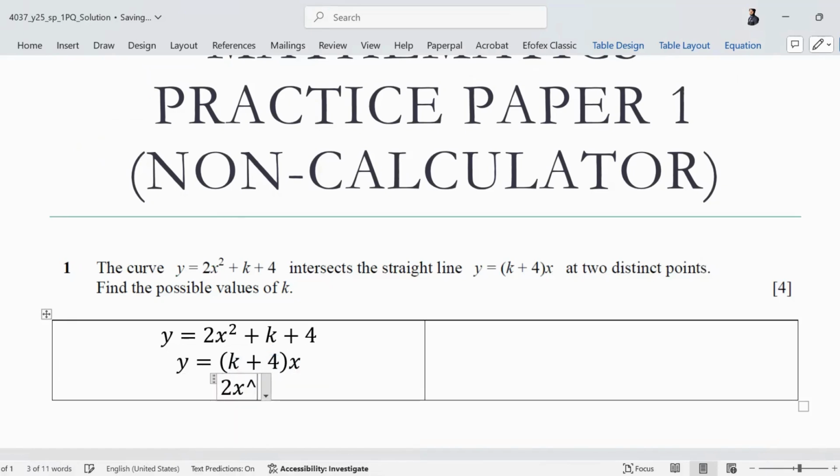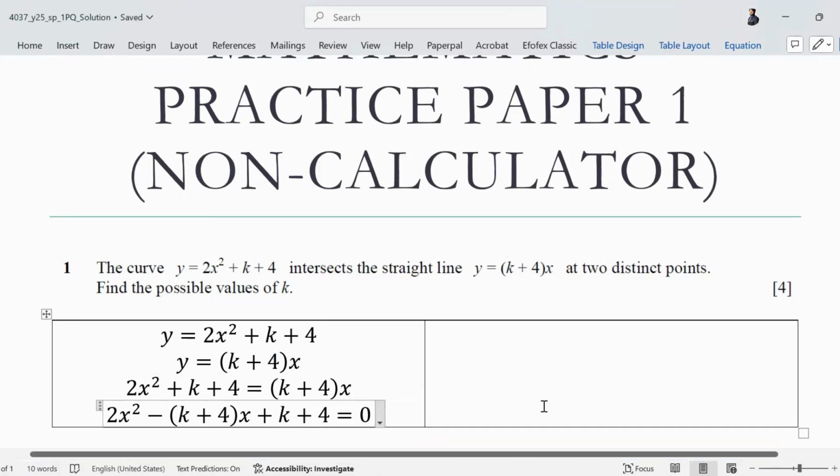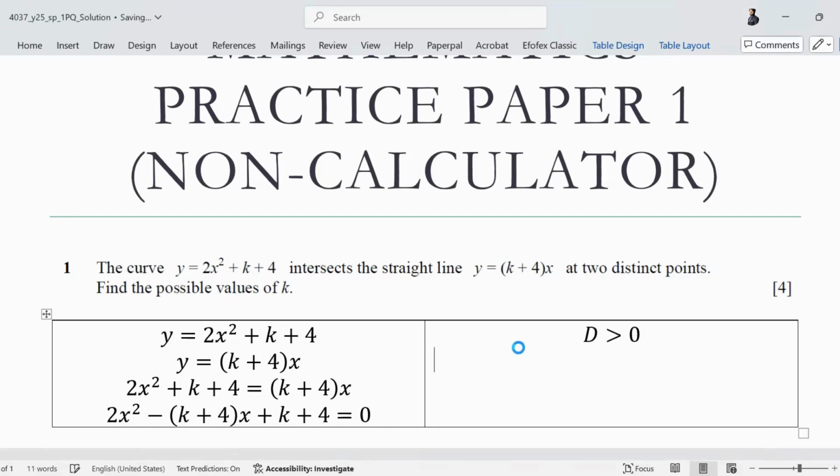So I can say that 2x squared plus k plus 4 is k plus 4 times x, and 2x squared minus k plus 4x plus k plus 4 is 0. If I solved this equation, which right now I can't, I would get the point of intersection. Now I already know that there are 2 points of intersection for the line and the curve. So that means that the discriminant of this equation will be greater than 0.